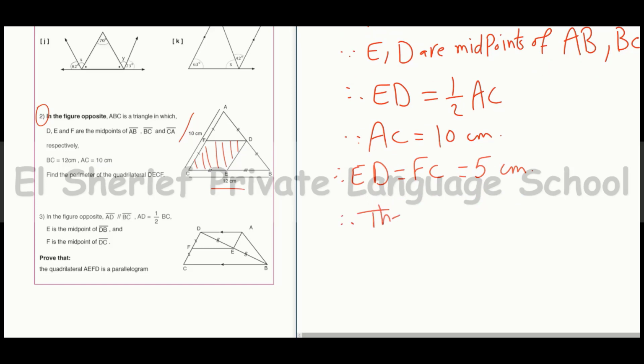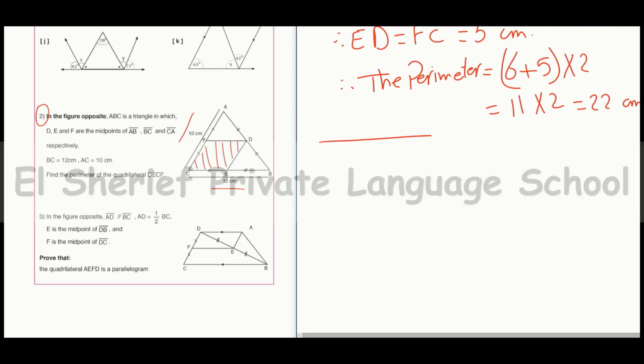So the perimeter of the figure FDEC equals (6 plus 5) times 2, which equals 22 centimeters, because the figure is a parallelogram, because FD is parallel to CE and the other two sides are parallel.